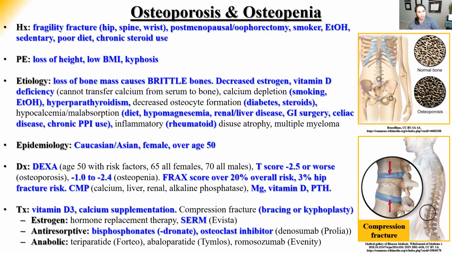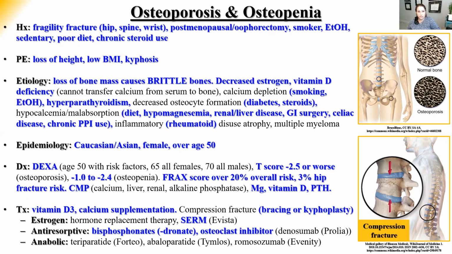The patient is typically postmenopausal or has had an ovarian removal. Smokers, alcoholics, sedentary, poor diet, chronic steroid use, these are all predictive factors for osteoporosis. The patient typically has a loss of height if they've sustained a compression fracture. They have low BMI, they're usually very thin. They may have a kyphosis or an exaggerated curvature of the spine. This is the loss of bone mass due to a decrease in estrogen.